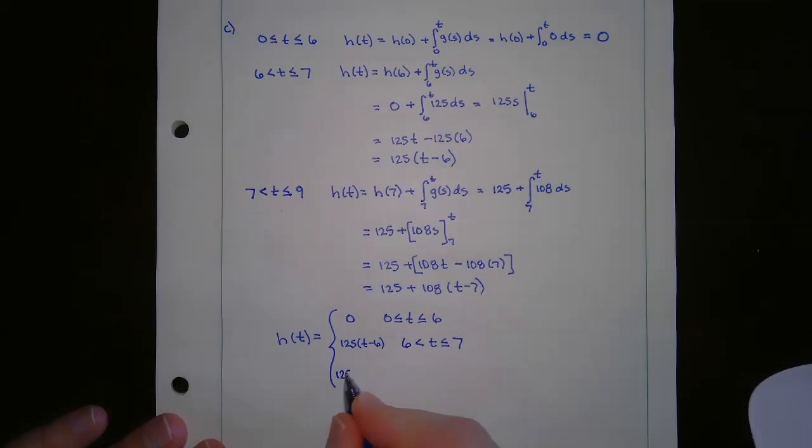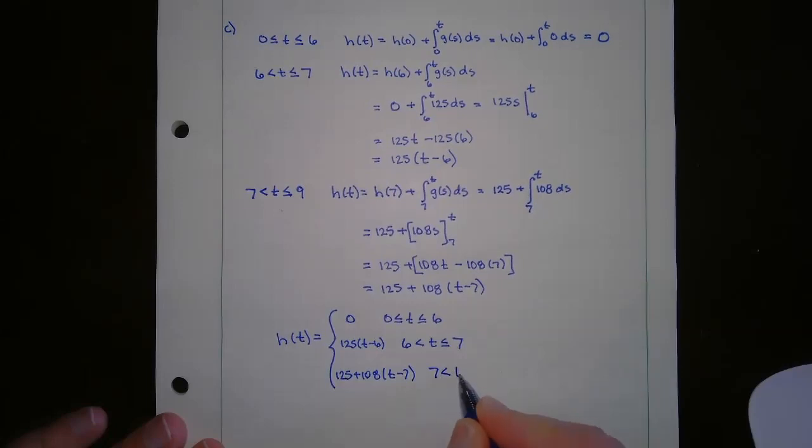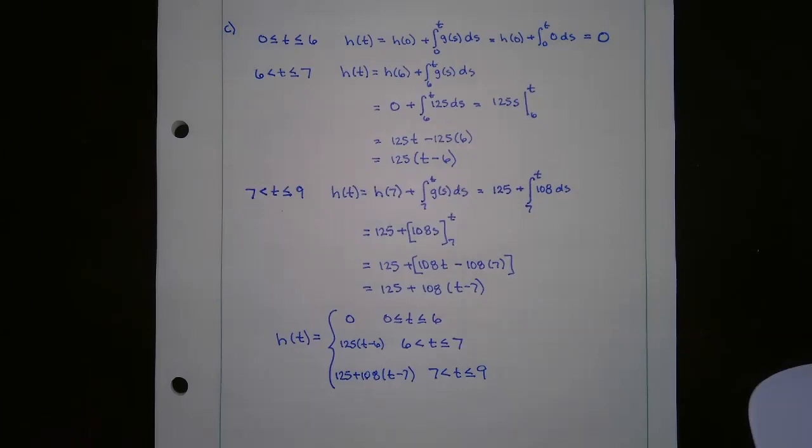So 125 plus 108 times t minus 7. But that's going to be from 7 less than t less than or equal to 9. And we've written a piecewise function for the total amount of snow that Janet has removed from the driveway for any time t. All right. So that's the answer to part C.